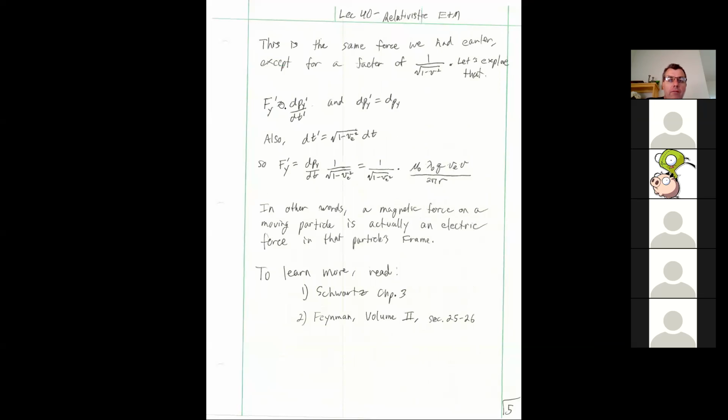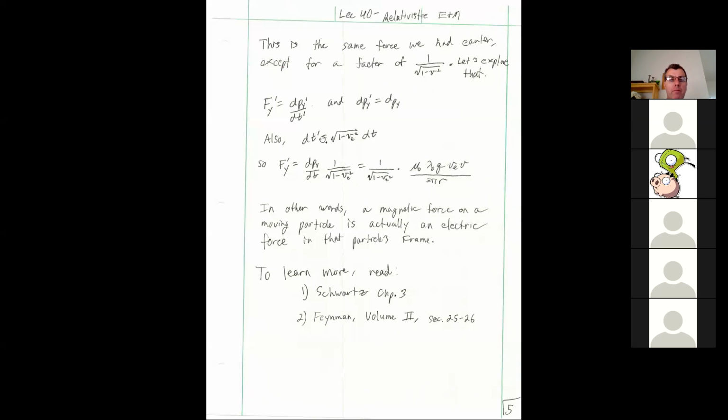Now, Fy prime is dPy prime over dt prime, because force is the derivative of momentum. You might be saying, well, isn't F equal to ma? Sure, but a is the derivative of velocity. So ma is mass times the derivative of velocity. Mass is a constant, so we could say it's the derivative of mass times velocity, or the derivative of momentum. So dPy prime equals dPy.